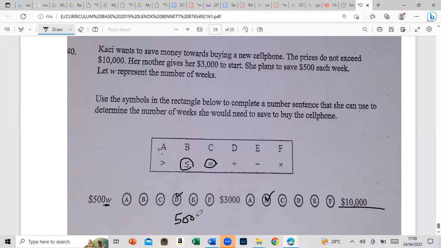So this is how it would read. You see 500 every week, depending on how many weeks it takes you. But you have 3,000 that your mother gave you, and this is less than or equal to 10,000. I think this would have been tough for a grade 6 child, because they would probably think it must be equal to that. But they say it does not exceed, right? So it means it cannot pass it. So it can be less than or equal to it. So that's why I chose that.